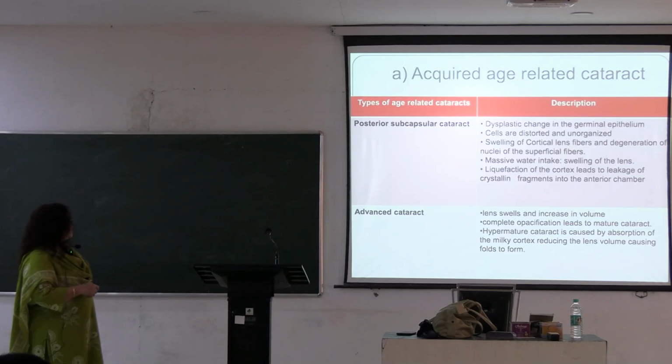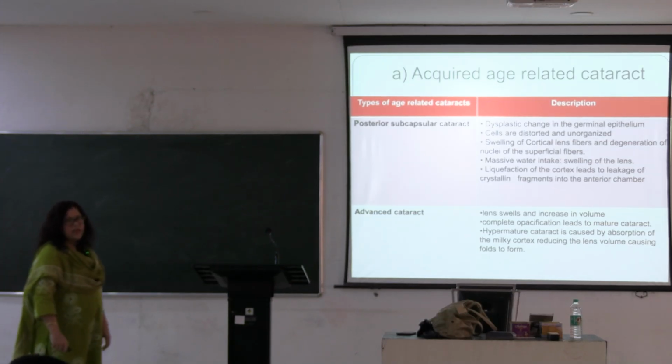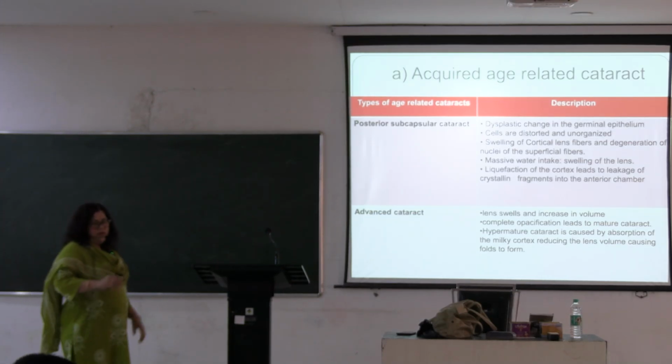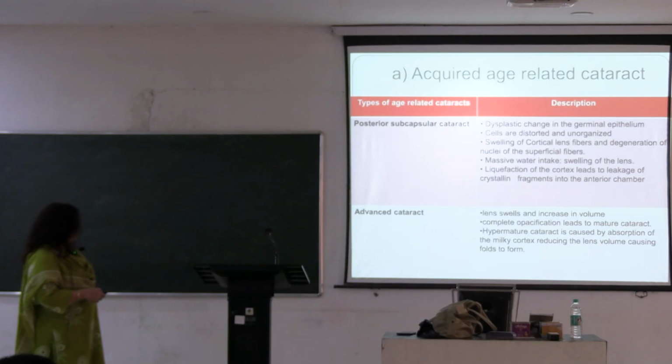And advanced cataract. Advanced cataract means complete opacification of the lens. Here we cannot differentiate whether it is cortical cataract or nuclear cataract. Nucleus as well as cortex all are opaque and opacified.